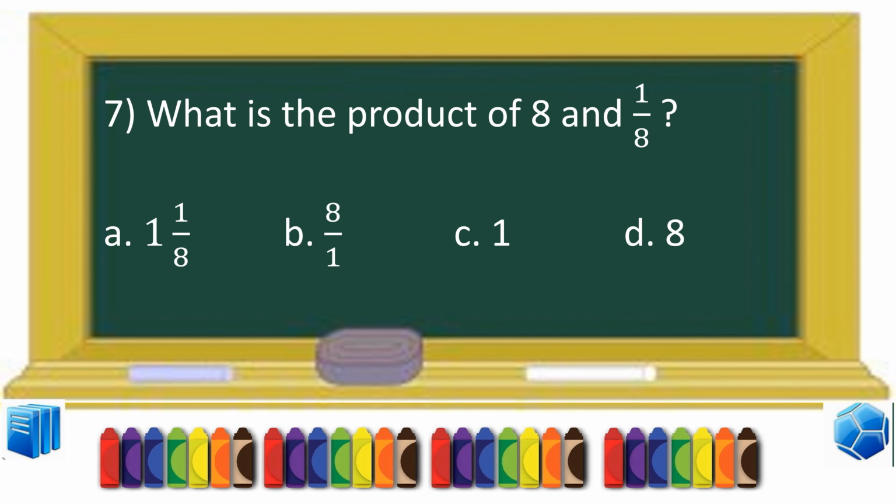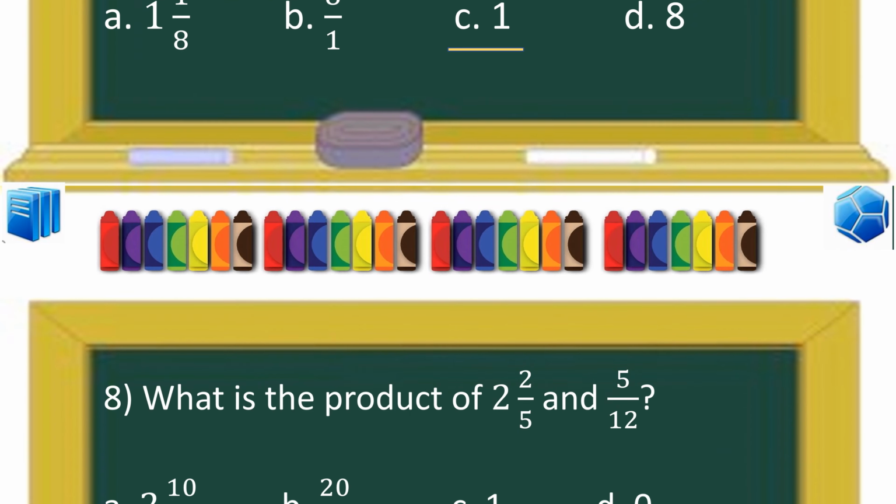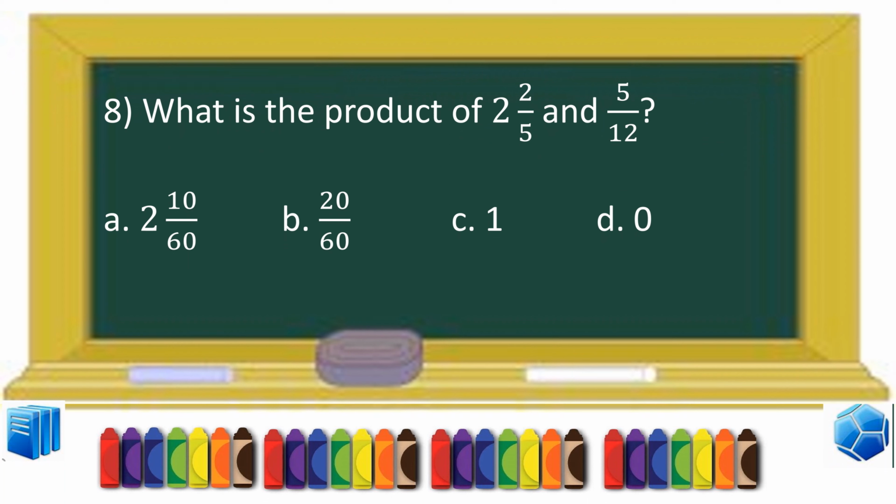Number 7. What is the product of 8 and 1/8? So 8 times 1/8 or 8 times 1/8 over 8 is equal to 1. Number 8. What is the product of 2 and 2/5 and 5/12? A. 2 and 10 over 60. B. 20 over 60. C. 1. D. 0. The answer is equal to 1.